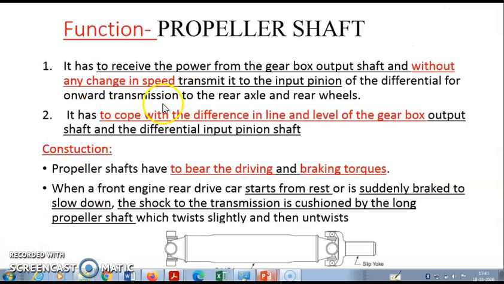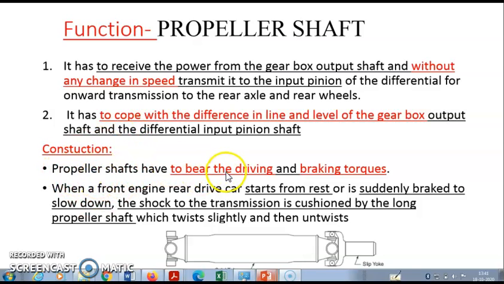Now see the function of the propeller shaft. Here it has to receive the power from the gearbox output shaft without change in speed. We can transmit it to the input pinion of the differential, onwards to the rear axle and rear wheels, and it has to also cope with the difference in line and level of the gearbox output shaft, as I have already shown and discussed. In the construction, this second function is achieved.